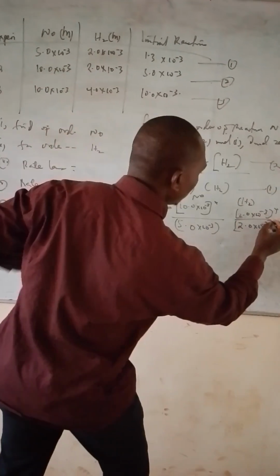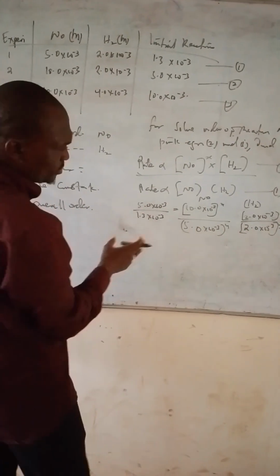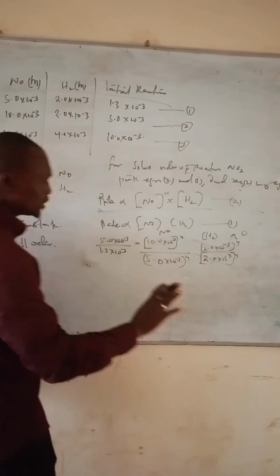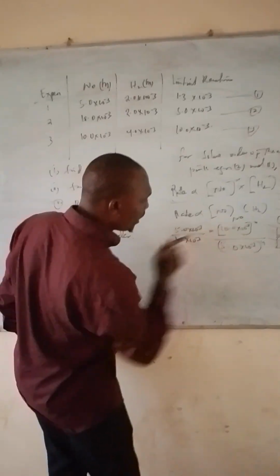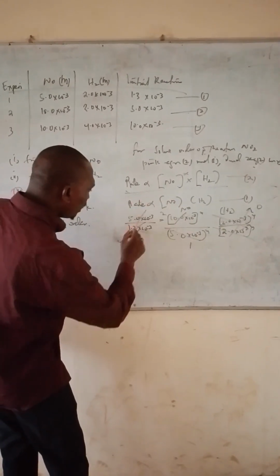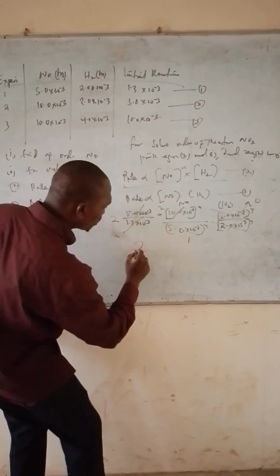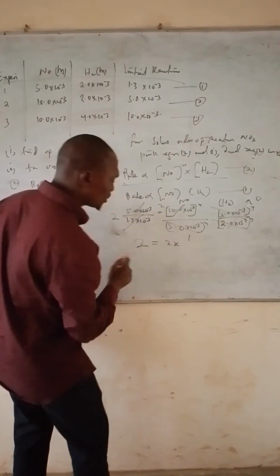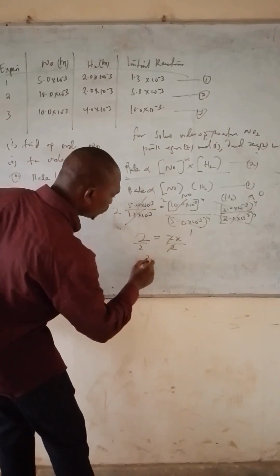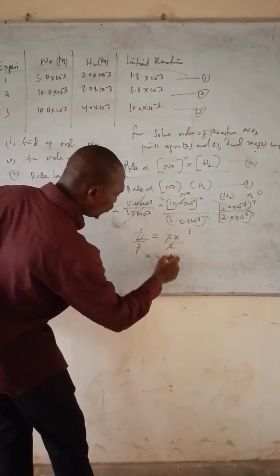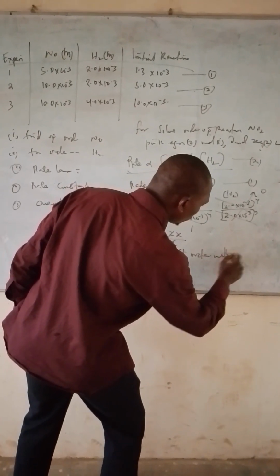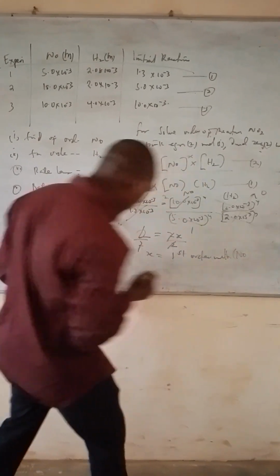Here is x, here is y, respectively. So if you observe, this will cancel this, and automatically the H2 term is equal to 1, so y is gone. So now if you observe here, we have x here, this goes here is 2, and this here is also 2. Automatically, you have 2 is equal to 2x. You make x the subject of the formula, divide by 2, 2 cancels 2, and x is equal to 1. So it's first order with respect to NO. That's how we solve question 1.